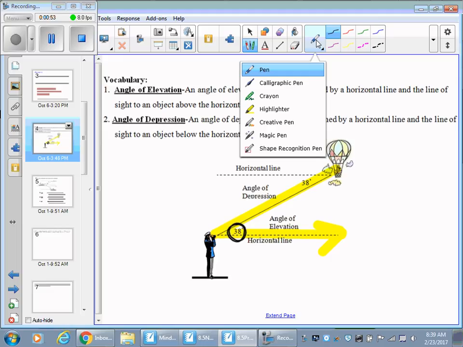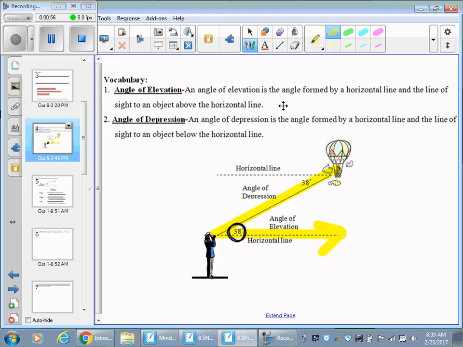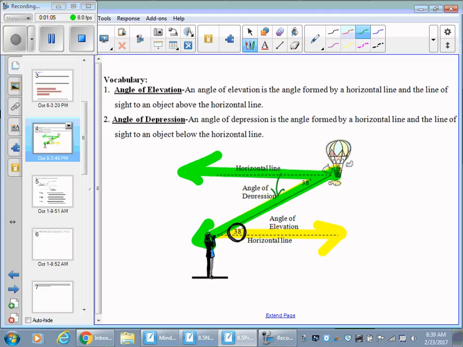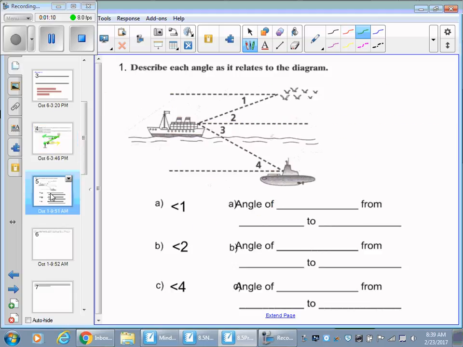An angle of depression goes down. So we're going to look out first and then down. So that creates this angle of depression right here. When we look at this particular picture, we're looking at angle 1. Angle 1 is right here. So we look out first and then down to the boat. So that's going to be an angle of depression.